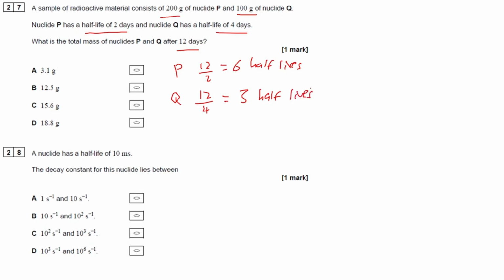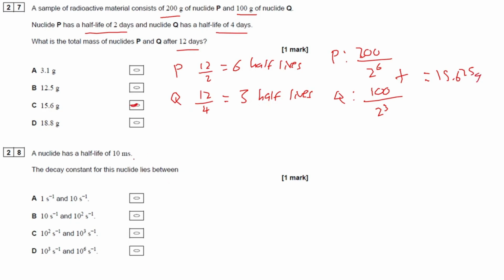So if we know how many half-lives they undergo, then we could just work out how much is left. In other words, if P starts at 200 grams, I have to halve it 6 times, or divide by 2 to the power of 6. Q starts off at 100 grams, and I have to halve it 3 times, or divide by 2 to the power of 3. That's how much is going to remain in grams for each one. So I just add these two numbers up, and I'll get 15.625 grams. So that matches with C as the answer.